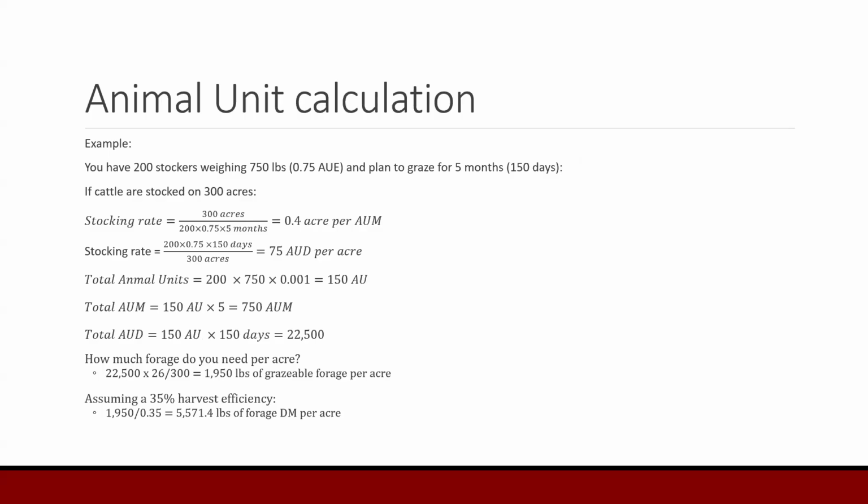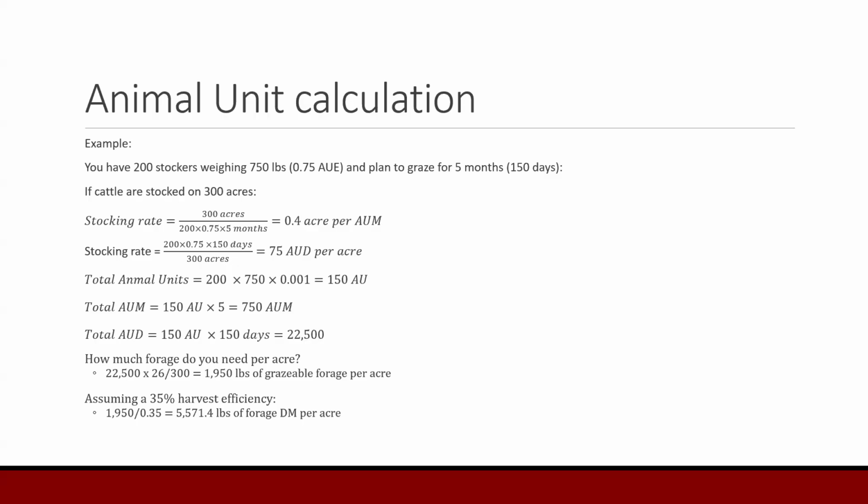All right. Here we're going to start going through some examples. Here we have 200 stockers. They weigh 750 pounds, so that is 0.75 animal unit equivalents. We plan to graze them for 5 months, so 150 days. We're stocking these animals on 300 acres. So we calculate our stocking rate.